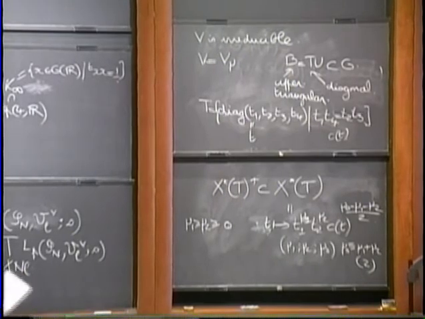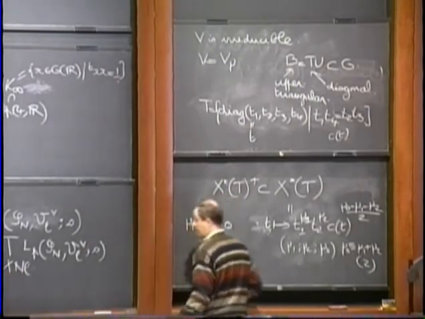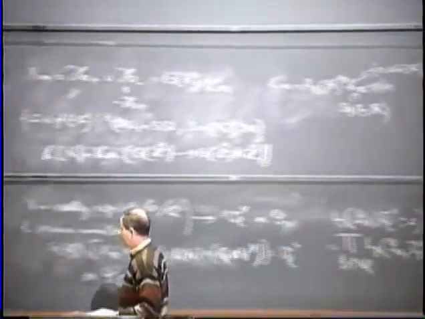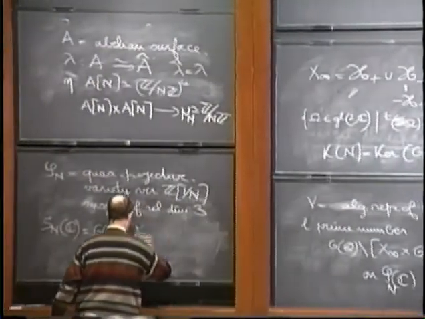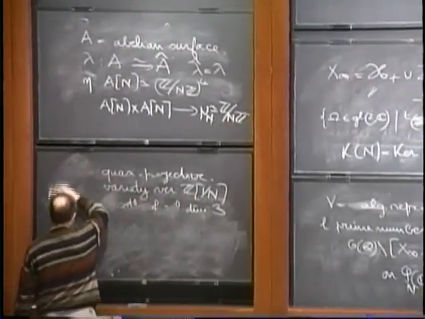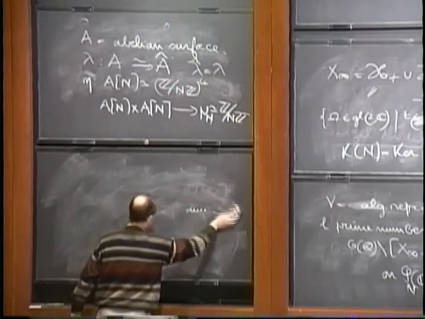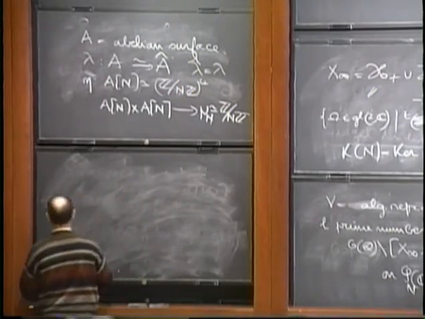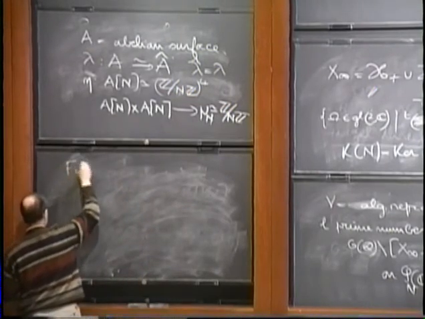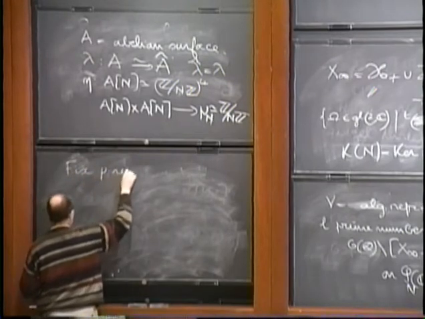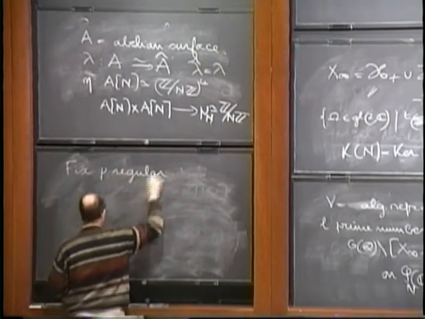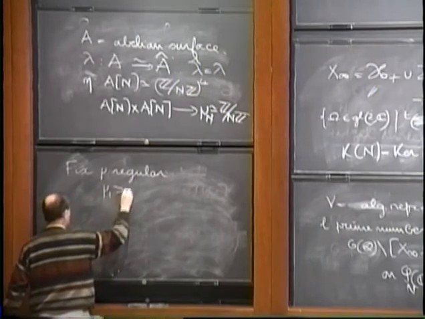So in the lecture, I will fix a mu, and for simplicity, I will consider, in some sense, the opposite case of the trivial one. I will consider the case where mu is regular. So fix mu regular. So this is for simplicity.